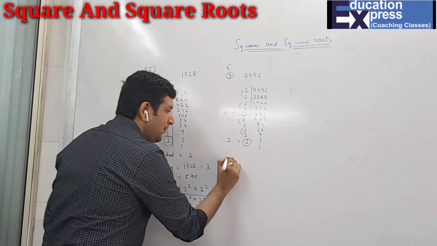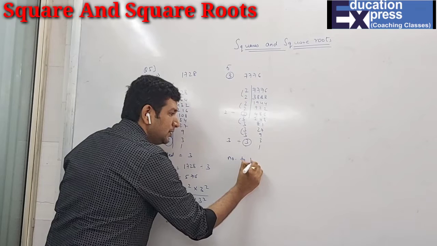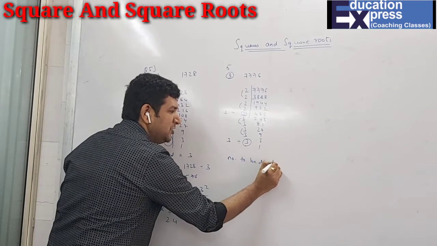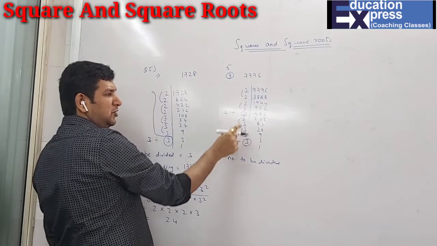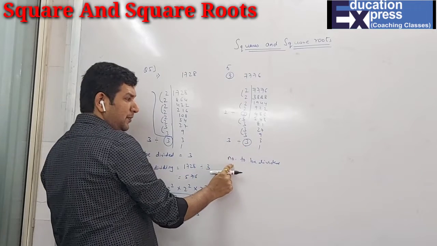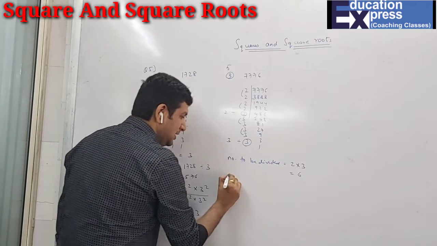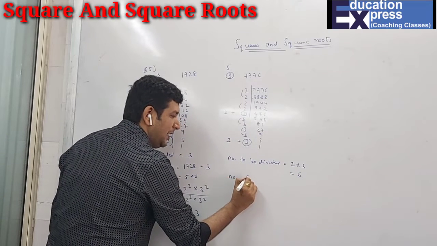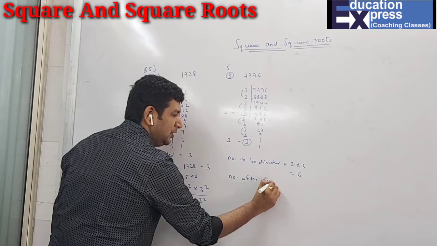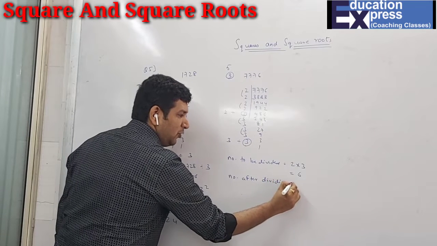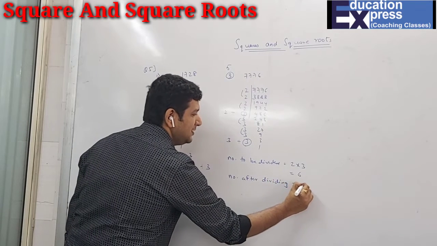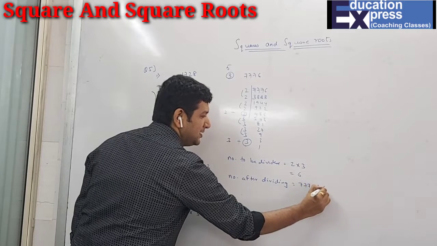That means the number to be divided. Why here like this? Because 2 also has no perfect square and 3 also has no perfect square. The number to be divided will be 2 into 3, that is 6, and the number after dividing, what you will get will be what? 776 divided by 6.